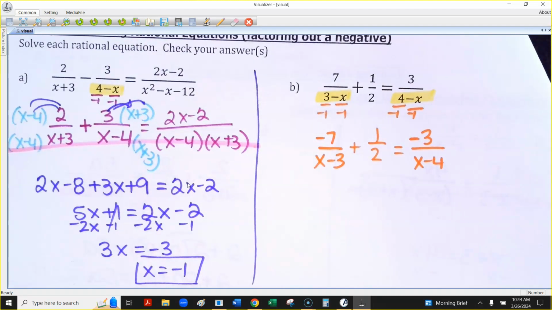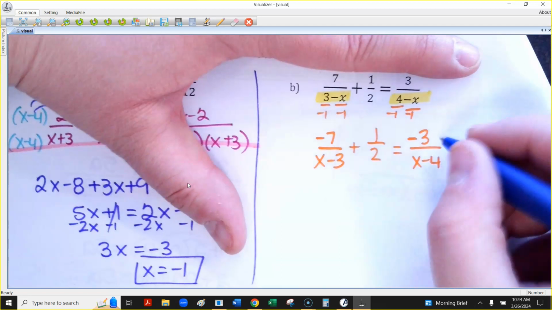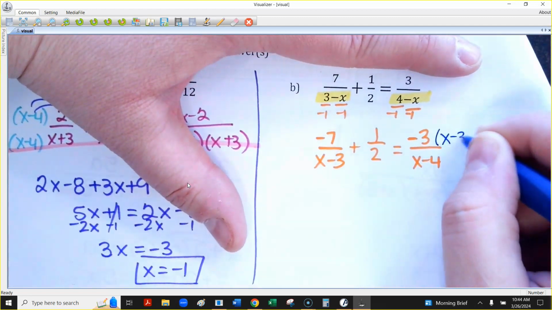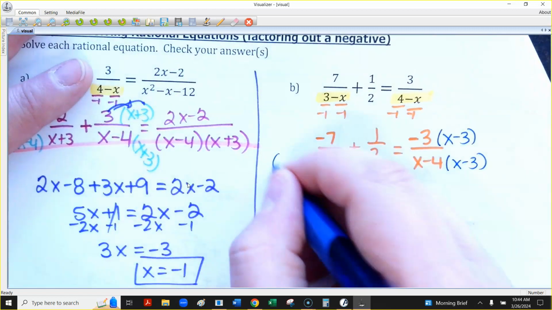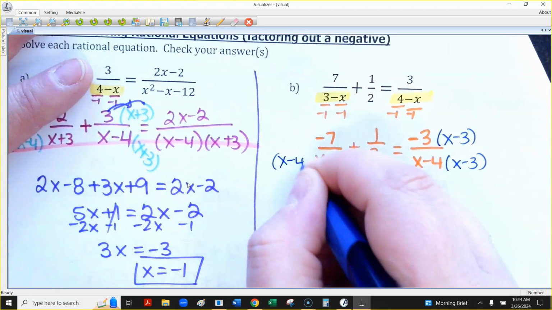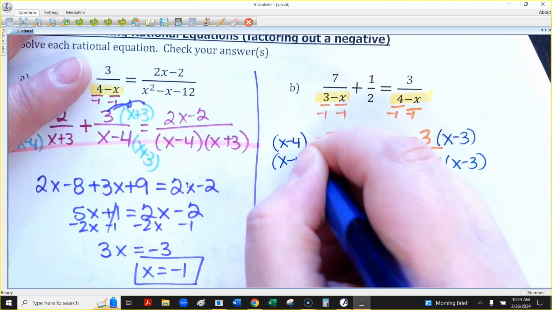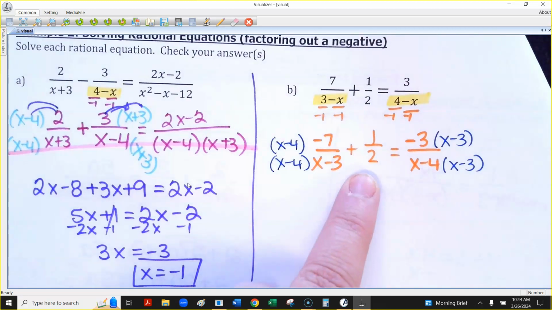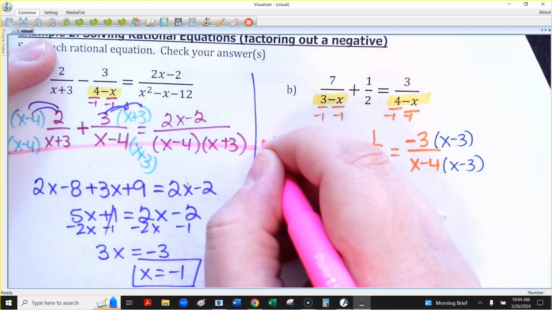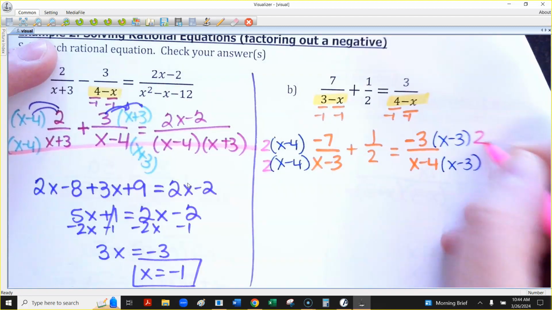Okay, now, this one's going to be a little harder than the last couple questions that we did, because to create a common denominator here, I'm going to need x minus 3, top and bottom here. I'm going to need an x minus 4, top and bottom here. This will be a lot easier to work with than if you have an x that's negative. Now, I also need a 2. Do you see how this one has a denominator of 2? So I'm going to need a 2 for both of these.